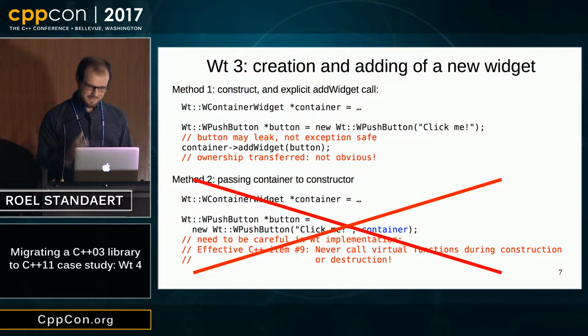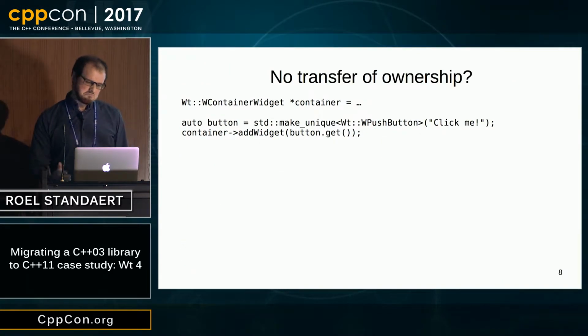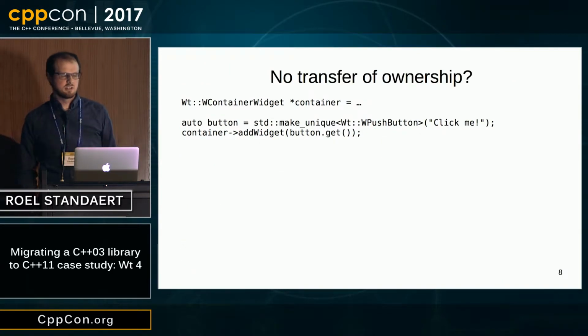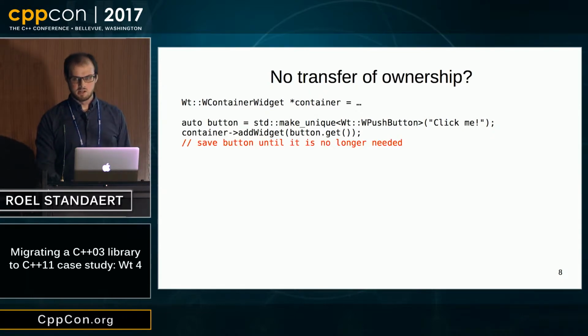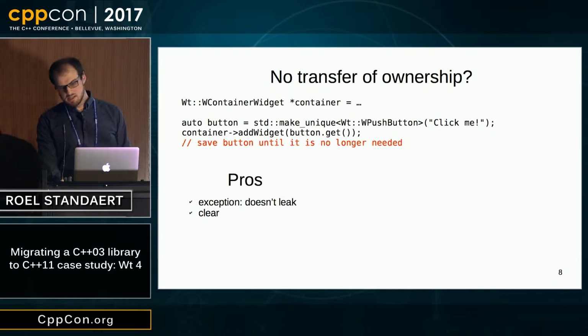So now the question was, what do we do with this first way of doing things? First we thought maybe we could just not transfer ownership. For example, you could use make_unique to make this button and then add a non-owning pointer to this container. But then you'd also have to make sure that this button stays around as long as you need it. There are pros to this because there's no longer this potential leak when you have an exception, and it's clear who owns it. You just made it and you didn't move it, so you still own it.